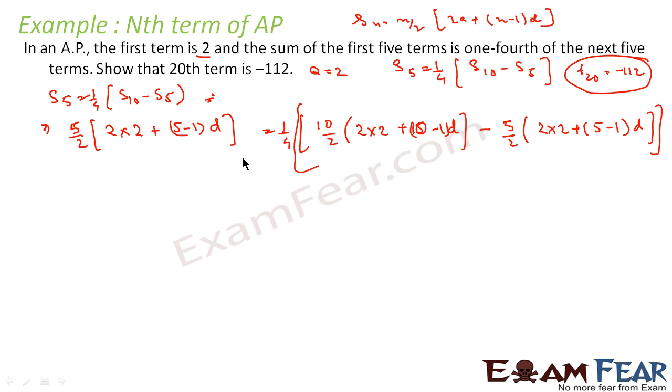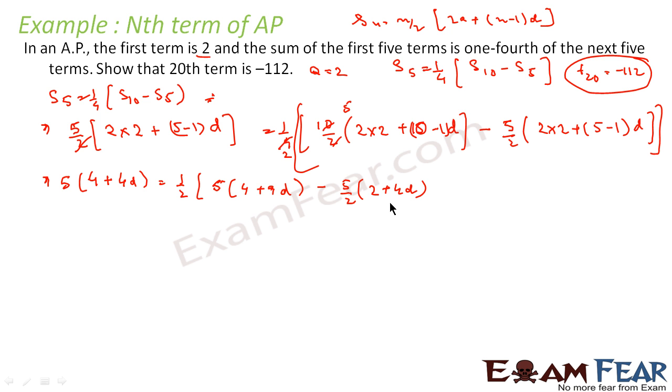Now we'll solve this equation. We'll cancel this. This is 2. This will become 2. So this becomes 5 into, this is 4 plus 5D. This is 4 plus 5 minus 1, 4D is equal to, this becomes 1/2 into, this is 5 into 4 plus 90, right, minus 5/2 into 2 plus 4D, correct? This is what we have got.